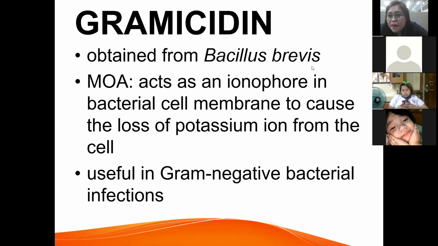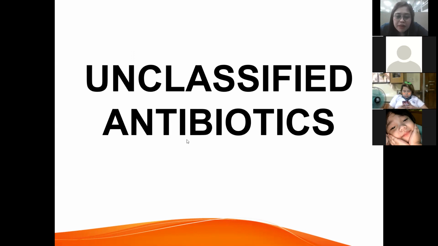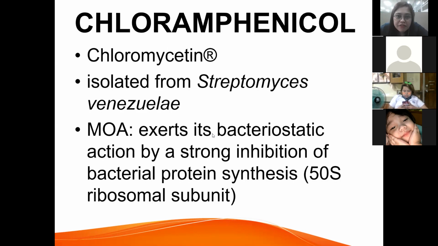So daghan kaayo mga information about the drugs, pero gi-summarize na lang nako atong mga important things that you need to know para mabawas-bawasan ang kailangan ninyo i-store sa inyong brain. So what is written in my slide are the most important information that we need to know for each antibiotic. Okay? So sa unclassified antibiotics, the first thing here is the chloramphenicol. Brand name in the market is chloromycetin. This is isolated from Streptomyces venezuelae.